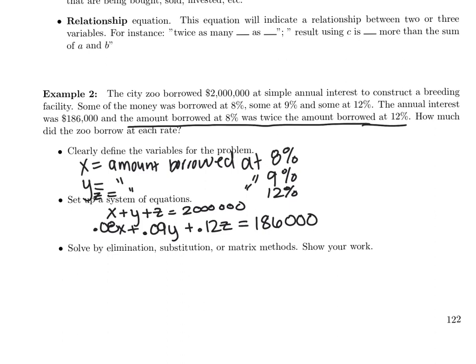Okay, that third equation, it says the amount borrowed at 8%. Okay, 8% is your X value. So X is twice the amount borrowed at 12%. So 2 times the amount borrowed at 12%, which is the Z.